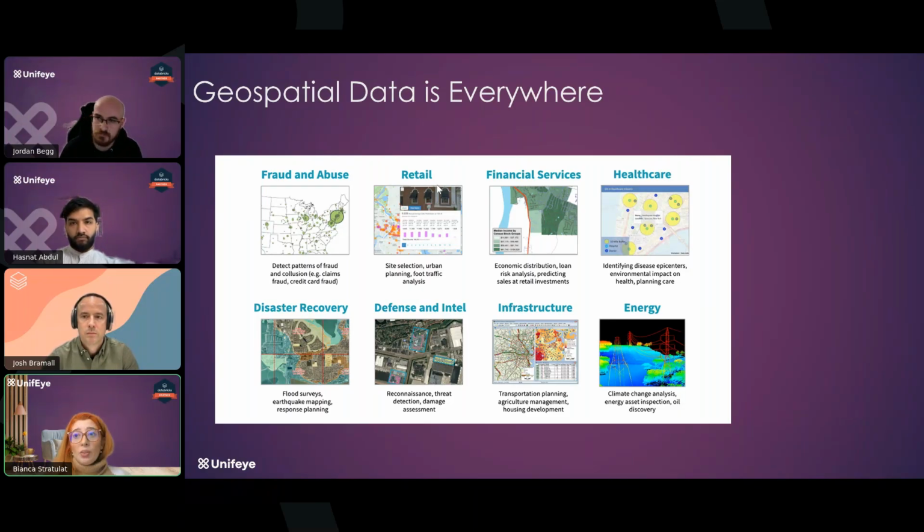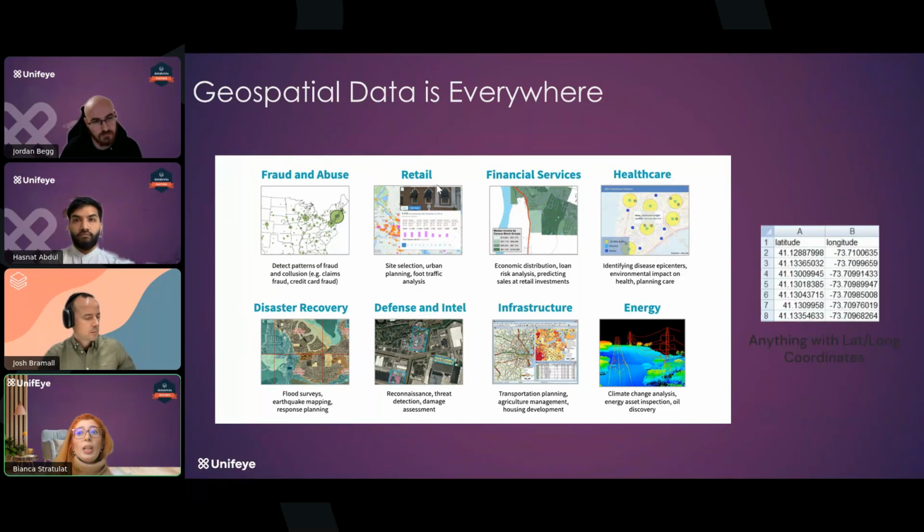Finally, infrastructure and energy rely heavily on spatial data for transportation planning, agriculture management, climate modeling, and asset inspection. In short, anything that has latitude and longitude coordinates can be considered geospatial data. That means that whatever you are tracking, delivery routes, sensor readings, customer location, or power grids, you already have geospatial data. The challenge is making it usable and actionable at scale, and that's exactly where Databricks helps.